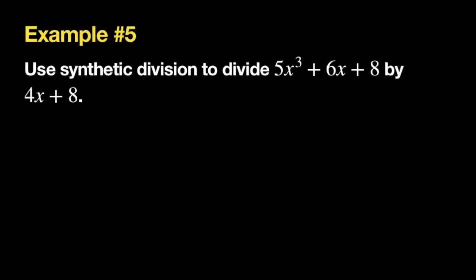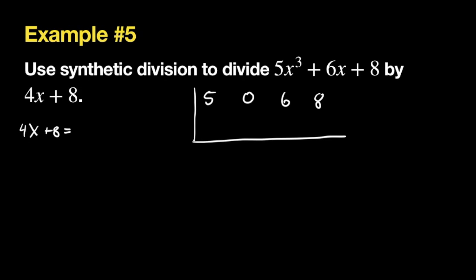For this problem, we know that we have x with a coefficient in the front, and then this is where we're going to see what happens in this case. So we have 5. We're missing the x to the second, so we're going to put a 0. Then we have a 6 and an 8. The number that we're going to be dividing by in this case is not going to be just negative 8. This is where we have to solve for x. This works only when you don't have an exponent. So if you have an exponent, you have to go with long division.